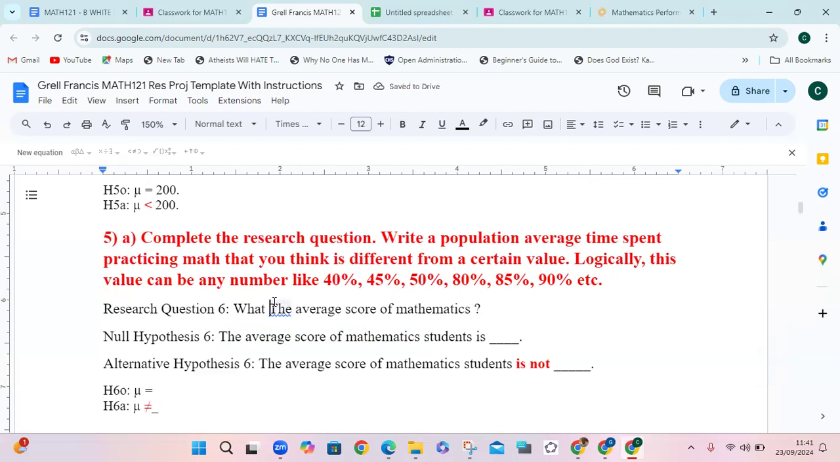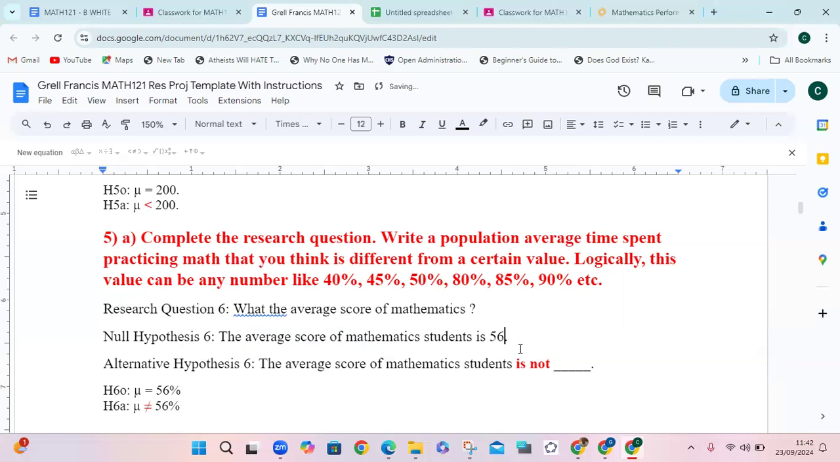And that's how you complete the research question and the hypothesis for numbers 3 to 6. 1 to 3 is correlational analysis. 4 to 6 is another test they call Z-test for mean. We'll be dealing more in that in detail as we go along. So I'm just putting 56% there. You can put any number.